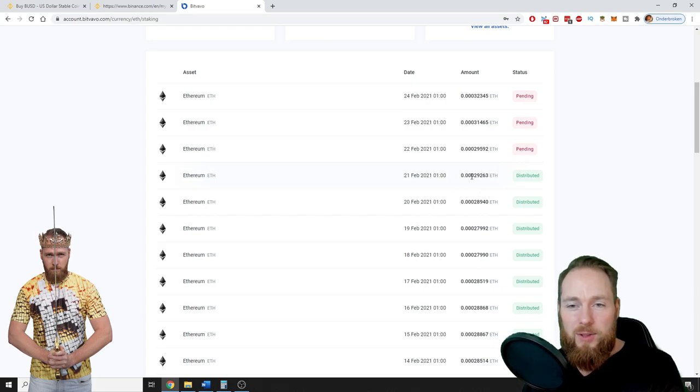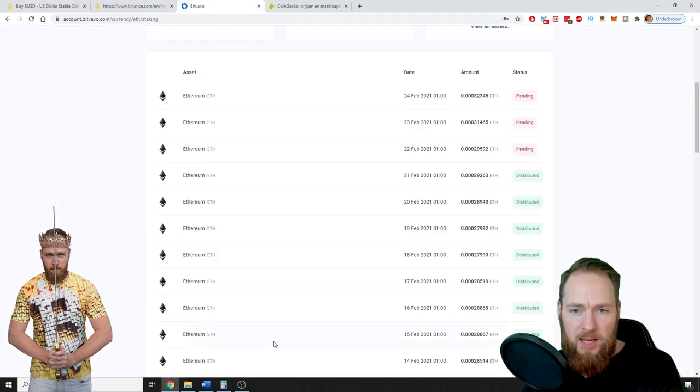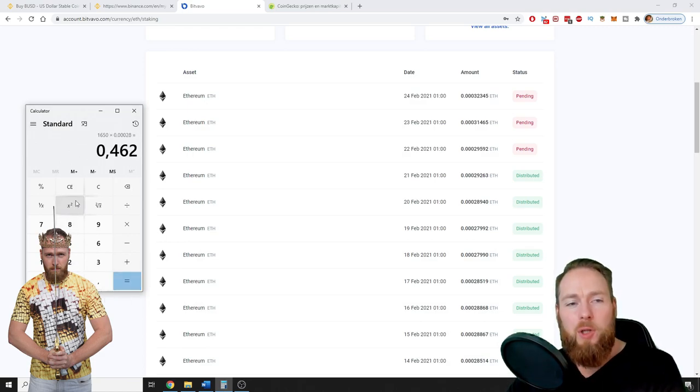So as you can see here, 0.0002. The current Ethereum price is 1650 currently. So this is what I get every day, times 0.00, let's say 2.8. So that's almost half a dollar at the current Ethereum value I make in my crypto savings account. How cool is that?